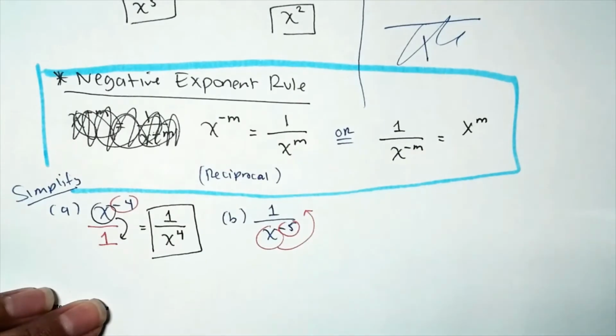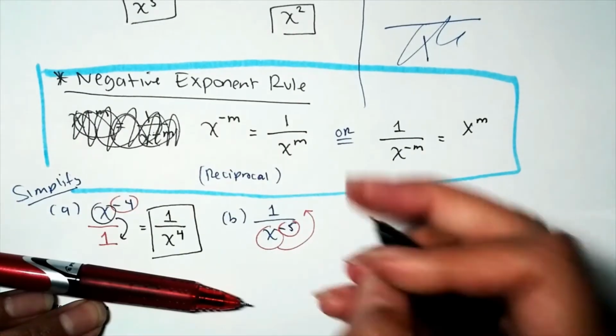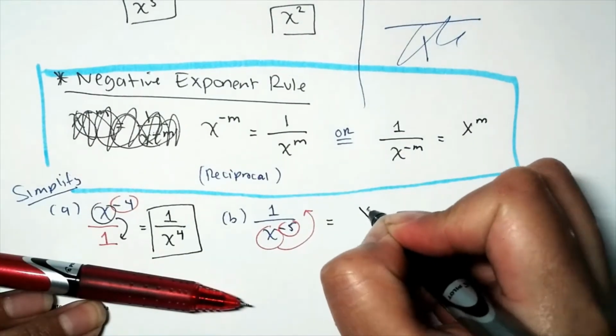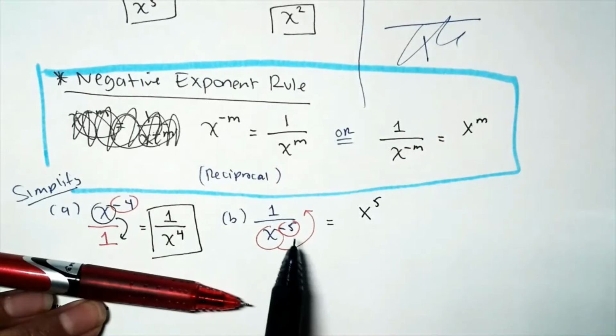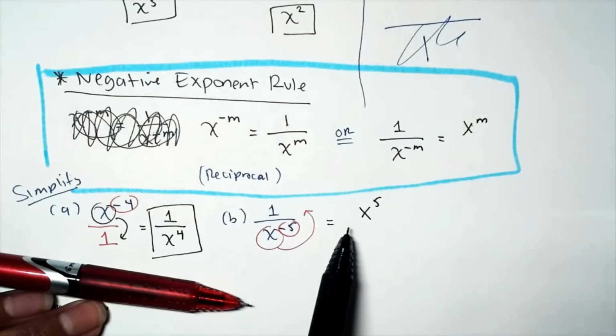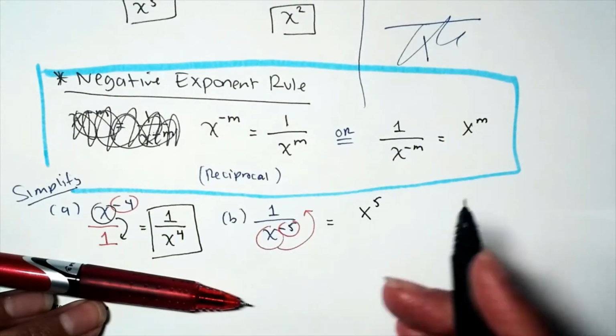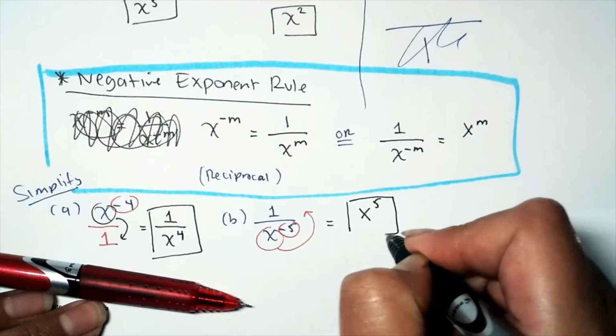So in this case, we're going to come up. That will give us, we bring the x up, we switch out the exponent. What about this times 1? Well, x to the 5th times 1 is still x to the 5th, so we'll leave it as such.